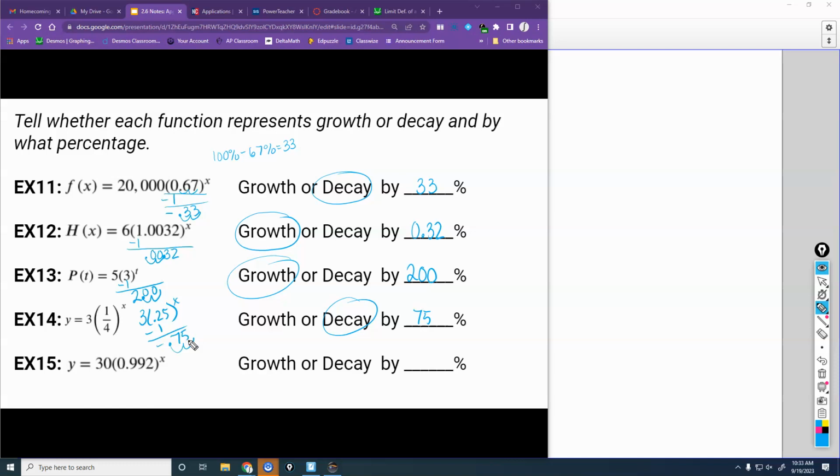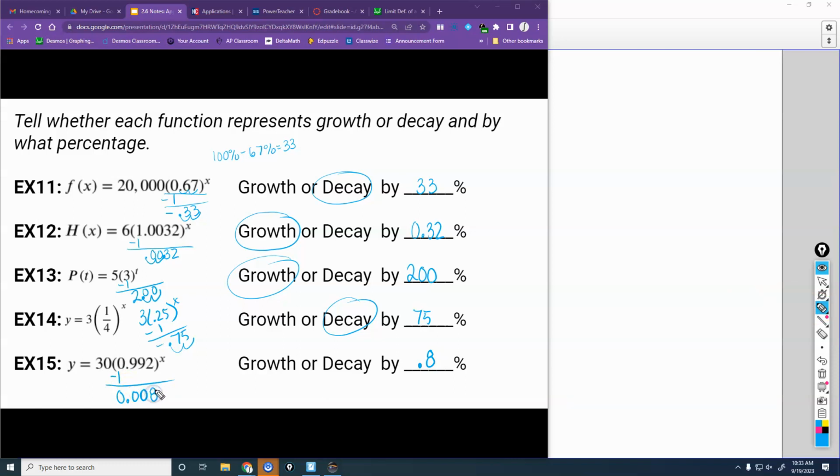Okay? What about 15? Too many zeros. It is 0.8. You still have yours as a decimal, so you're going to subtract 1. That is going to give you 0.008.